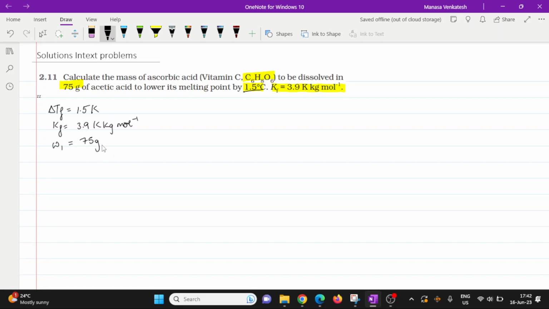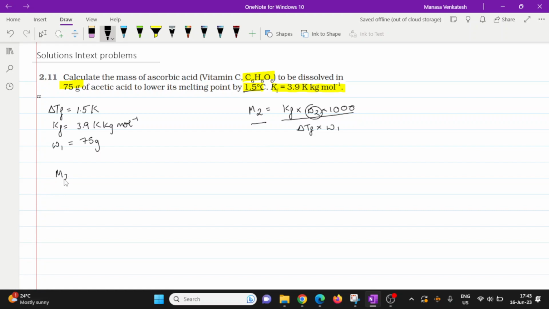Okay, now we can obviously use the exact same equation, but we'll be using the depression of freezing point. M2 equals Kf into W2 into 1000 whole divided by delta Tf into W1. So we need to find out the value of W2. We have the value of everything else but this, and we can easily calculate the value of M2.